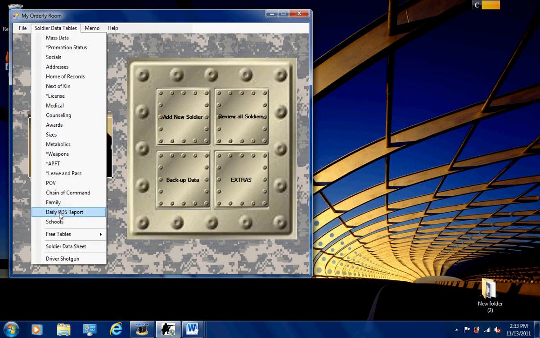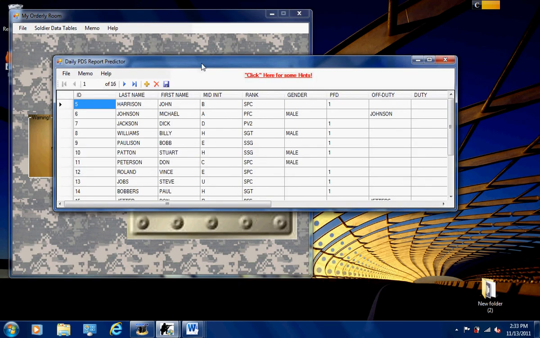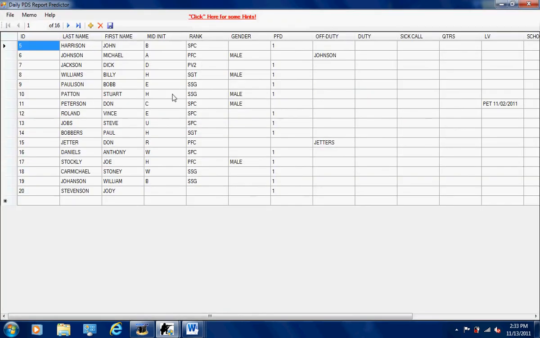Now this is one of my personal favorites, the PDS report. Now you have all your soldiers here, and this is one of them I would have loved to have when I was a first sergeant or a platoon sergeant. And the way I used to do it when I was on active duty is, here you see all your different categories.